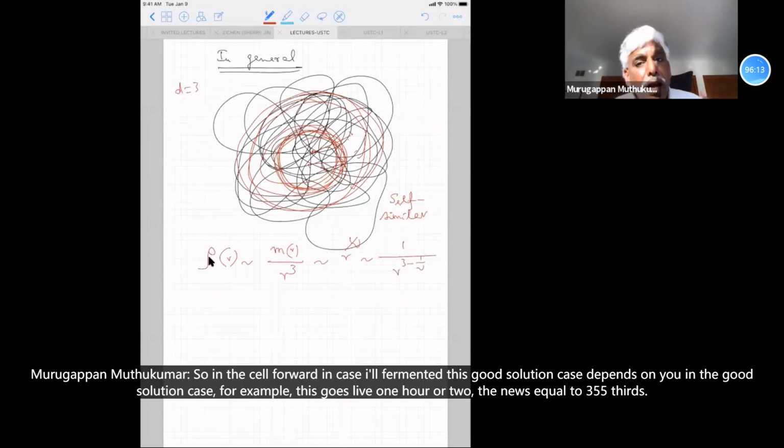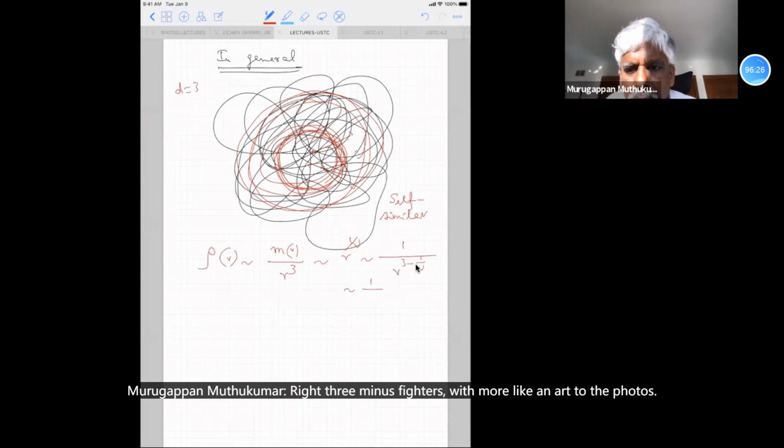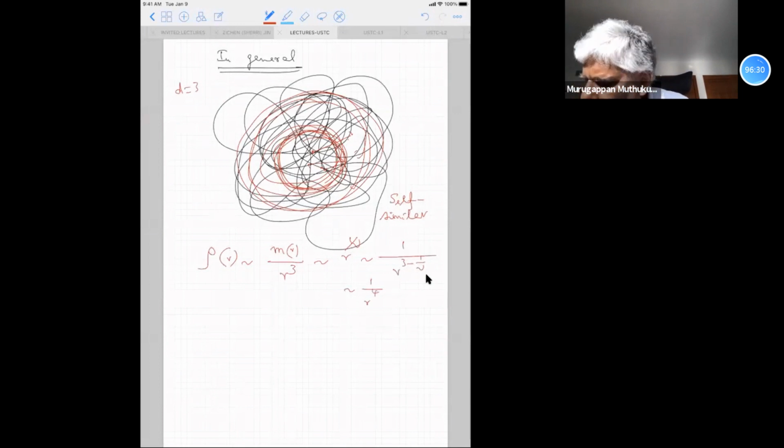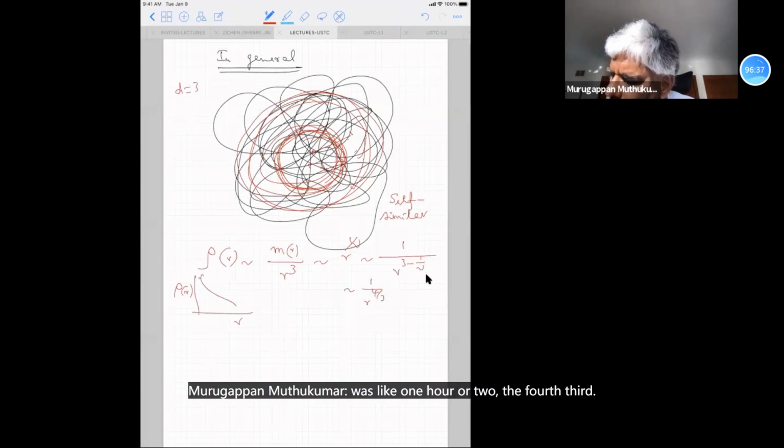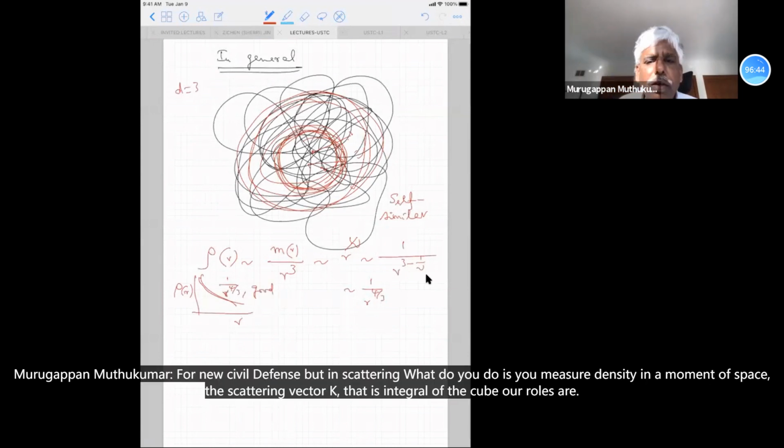So in the self-avoiding case, self-avoiding means that this good solution case depends on nu. In the good solution case, for example, nu is equal to 3/5, so 1 over nu is 5/3, right? 3 minus 5/3 will go like R to the 4/3. So it's a power law. The density rho of R falls like 1 over R to the 4/3 for a good solution. But nu is equal to 3/5.